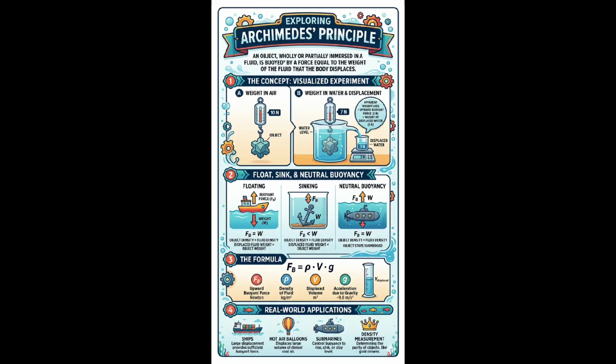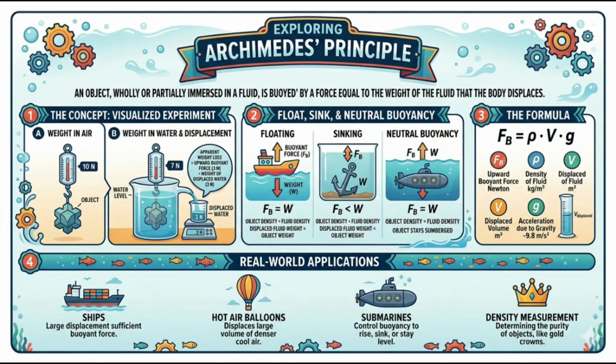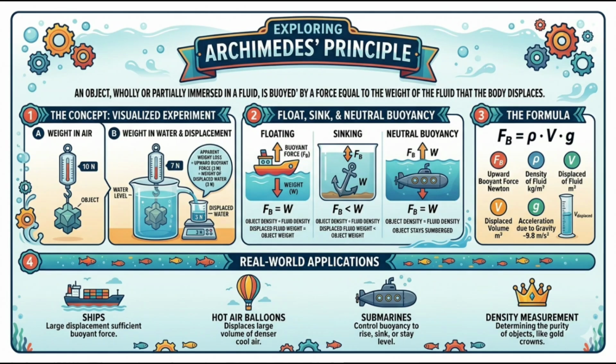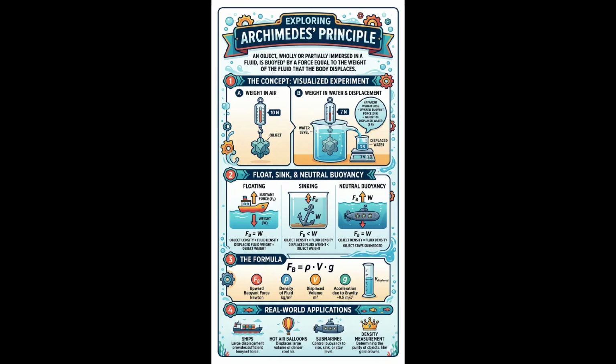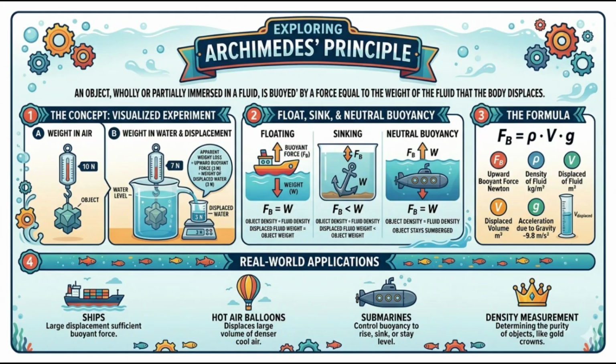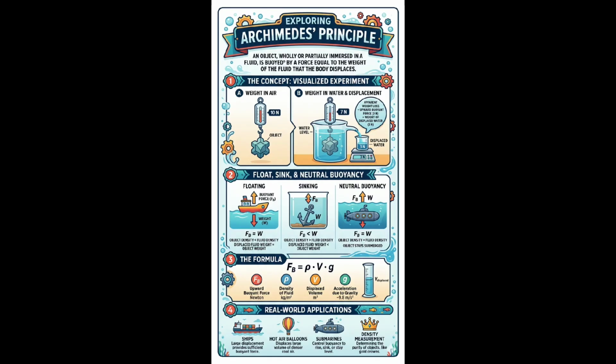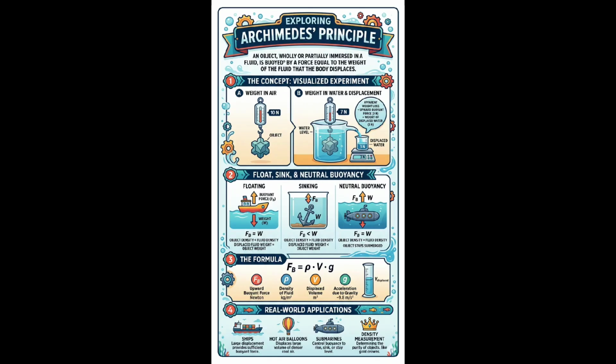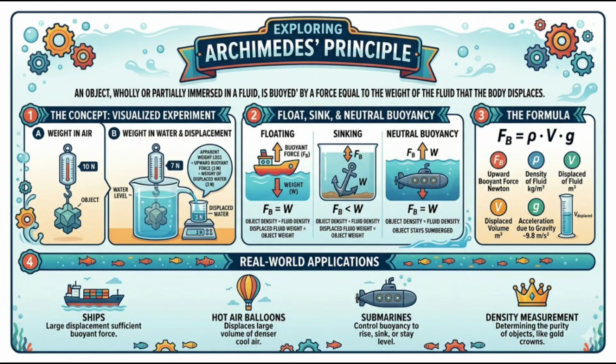Floating: if the object displaces an amount of fluid that weighs more than or equal to the object itself, the upward buoyant force wins, or balances, and the object floats. E.g., a cruise ship displaces a massive amount of water, creating a huge upward force. Sinking: if the object weighs more than the fluid it displaces, gravity wins, and the object sinks. E.g., a small rock doesn't displace much water, so the upward force is too weak to hold it up.